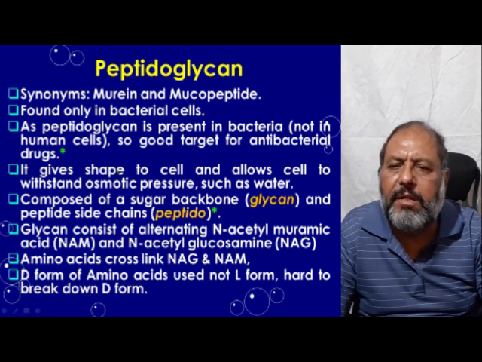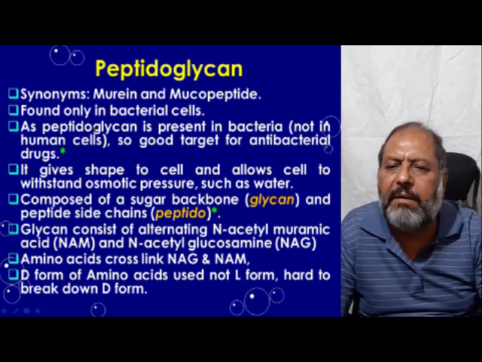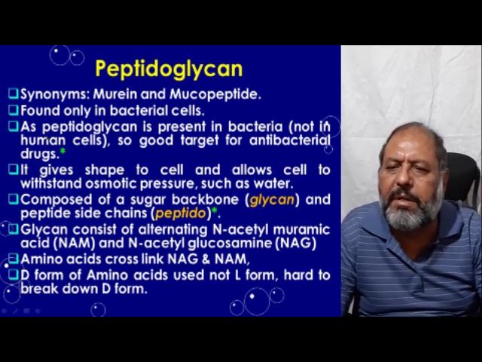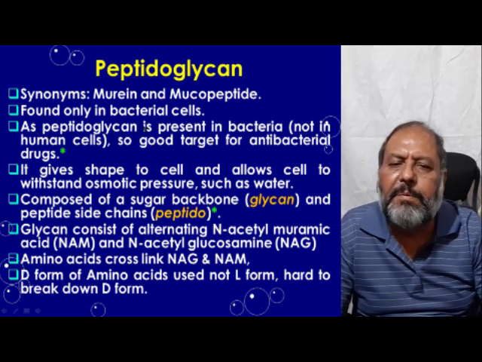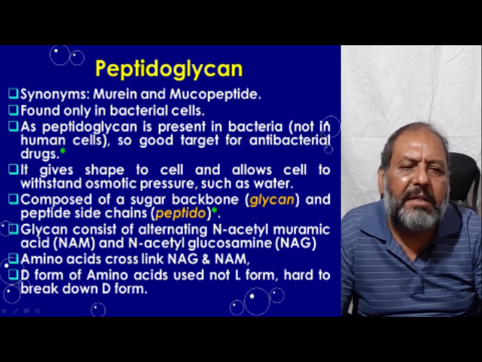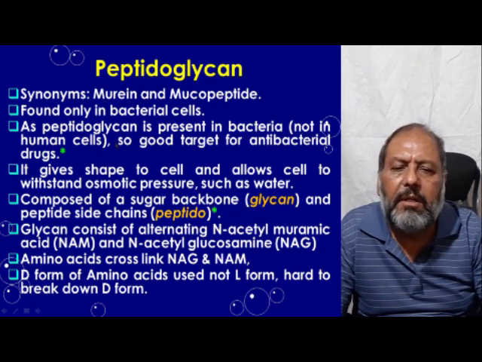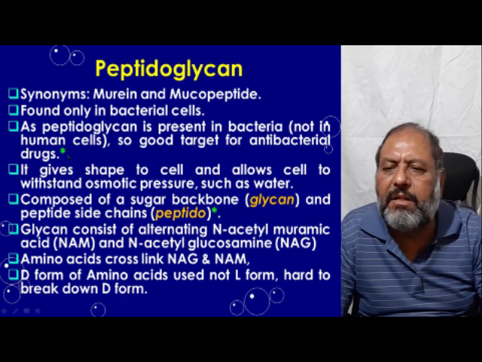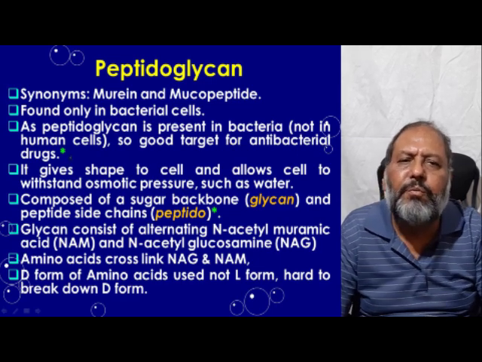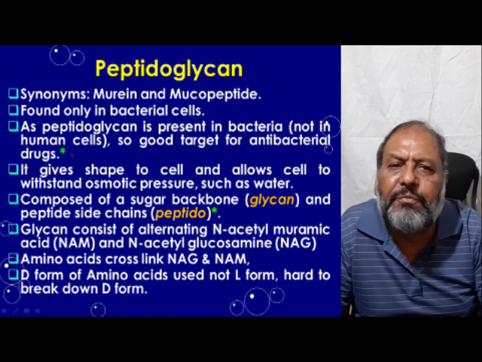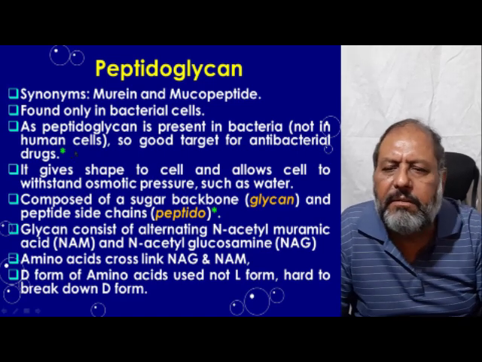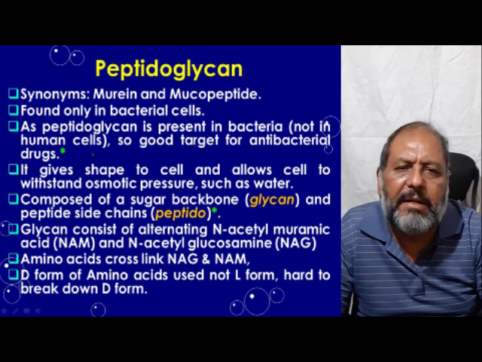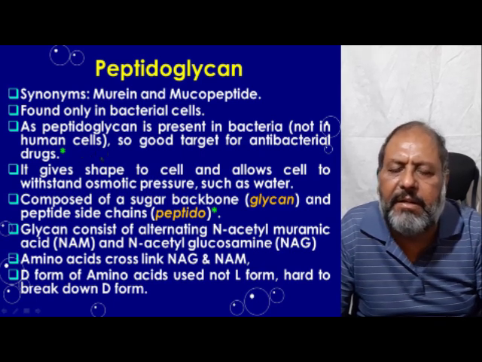Peptidoglycan, synonymous with murein and mucopeptide, is found only in bacterial cells, a unique property, as peptidoglycan is present in bacteria, not in human cells. So that is a good target for antibacterial drugs. We do find drugs which are capable of killing or dissolving the peptidoglycan. Ultimately, we are going to kill the bacteria by dissolving the peptidoglycan layer of the bacteria.